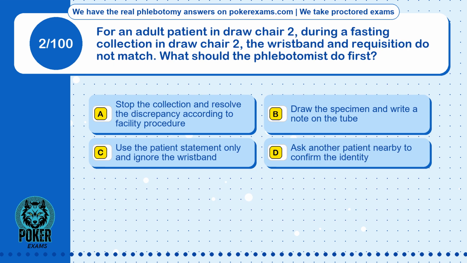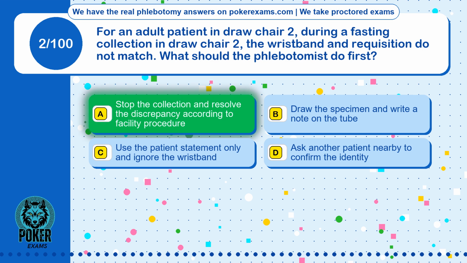Question 2. For an adult patient in draw chair 2, during a fasting collection, the wristband and requisition do not match. What should the phlebotomist do first? Option A. Stop the collection and resolve the discrepancy according to facility procedure. Option B. Draw the specimen and write a note on the tube. Option C. Use the patient statement only and ignore the wristband. Option D. Ask another patient nearby to confirm the identity.